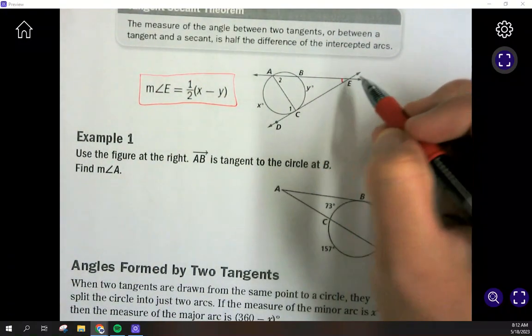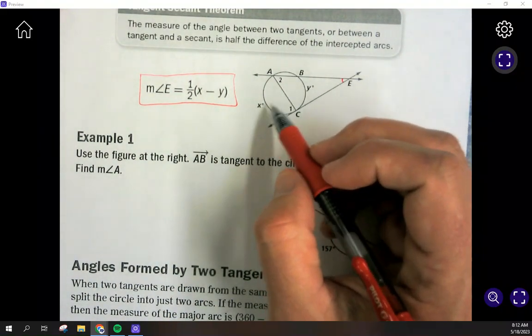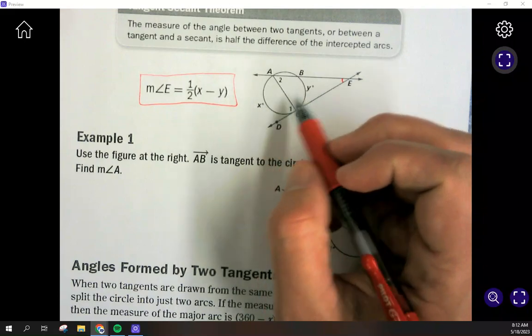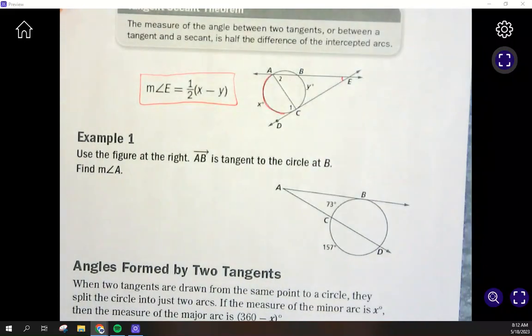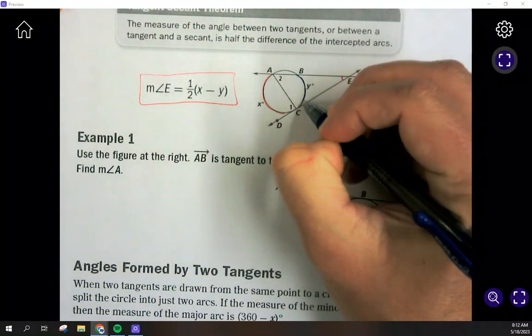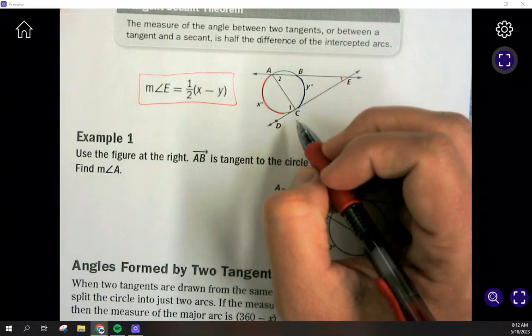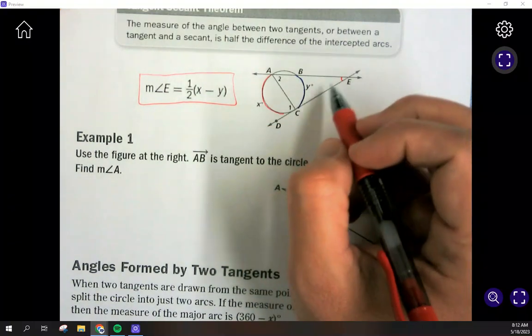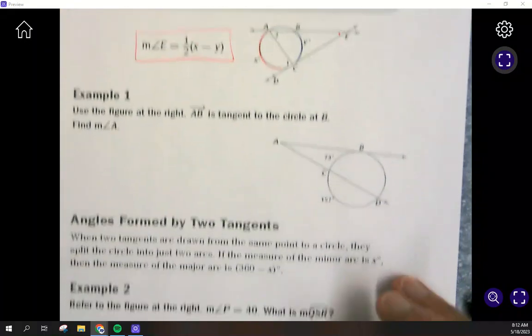That angle, angle E, is going to be half of these arcs subtracted. So you have an arc created here, and you have an arc created here. When the angle's on the outside, you subtract the measures of those arcs and take half, and it will give you the angle in there. So let's try one of these out.